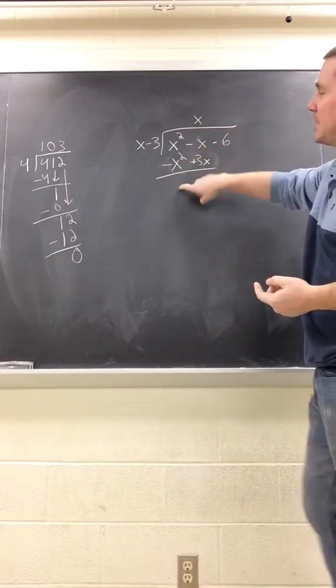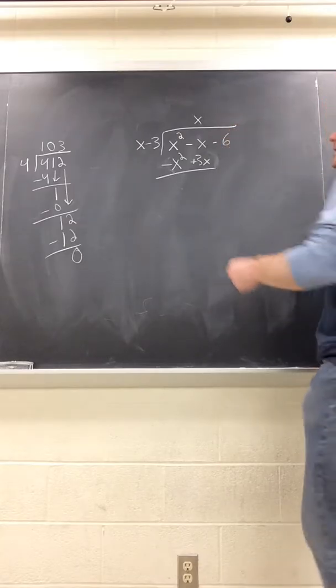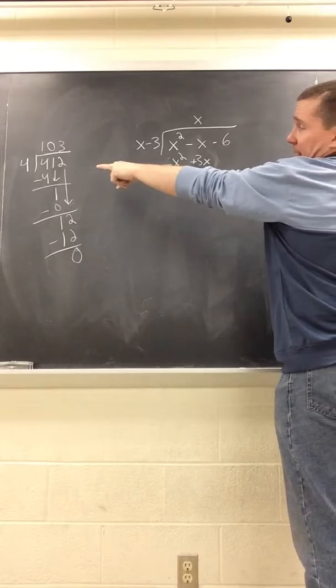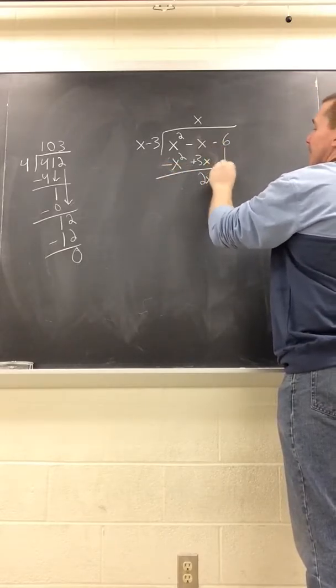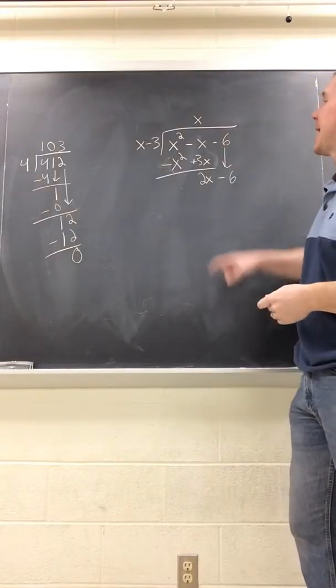X squared minus x squared is 0, just like over here, which is what we want. Negative x plus 3x is 3 minus 1, 2x. Now, bring down the next term, like we did over there. So bring down the minus 6. Now, go back to the beginning and do it again.